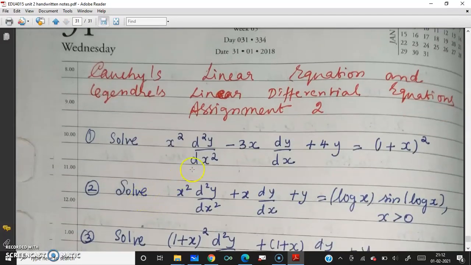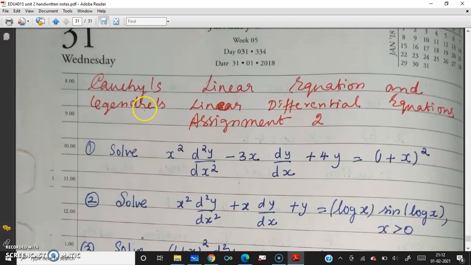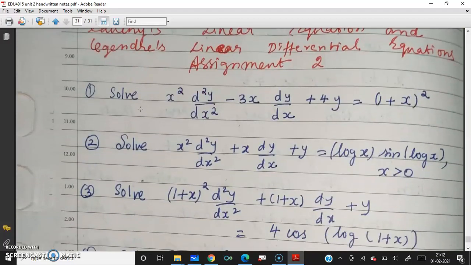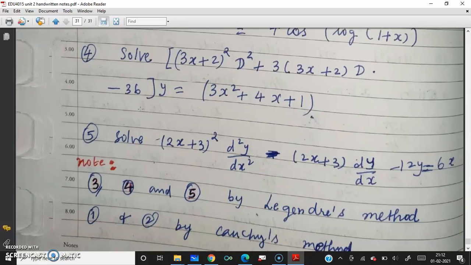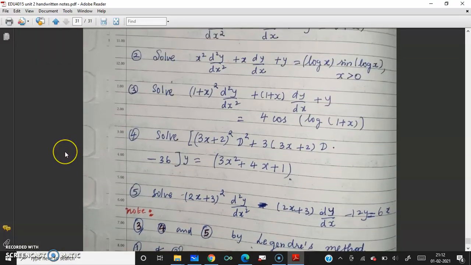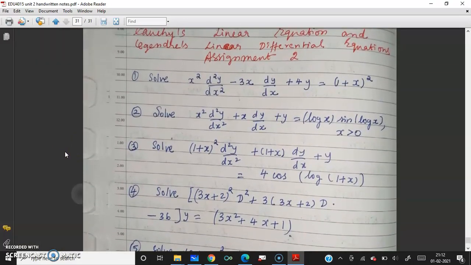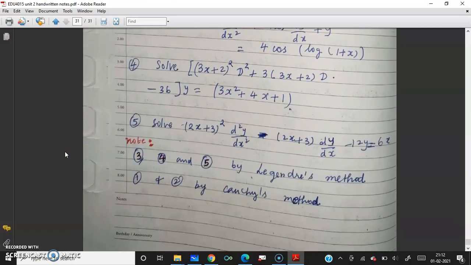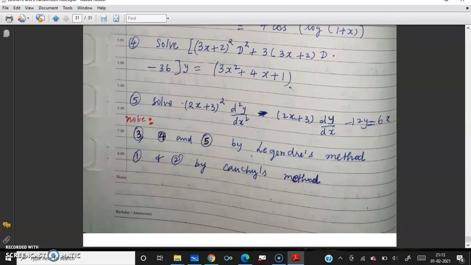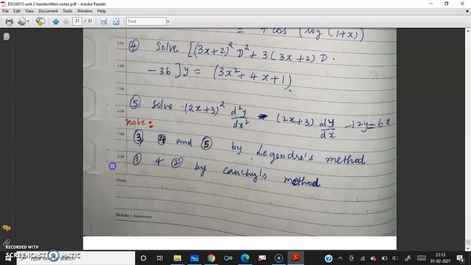And Cauchy's linear equation, this is the assignment, assignment 3. This is given in your scanned copy, you can do assignment 3. Problems 3, 4, 5 are Legendre's method, and 1 and 2 are Cauchy's method.